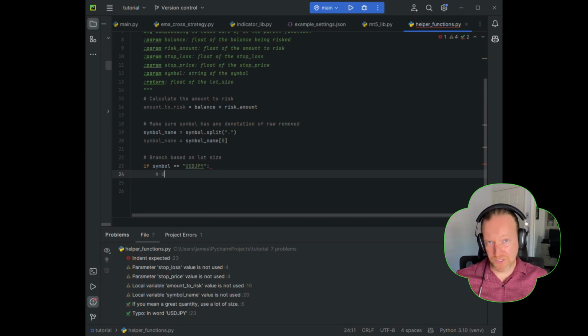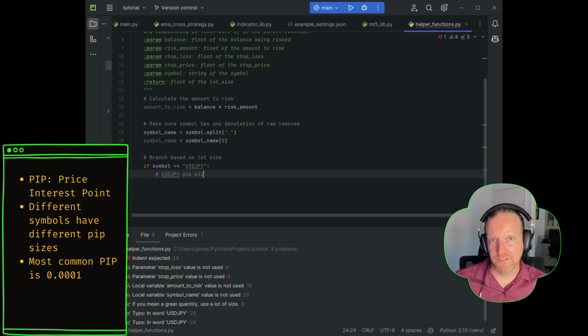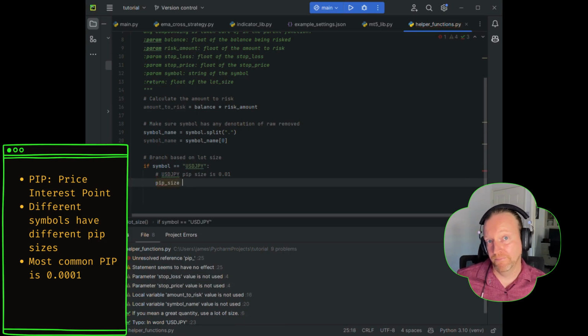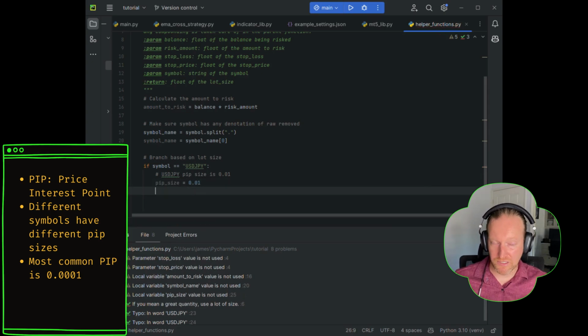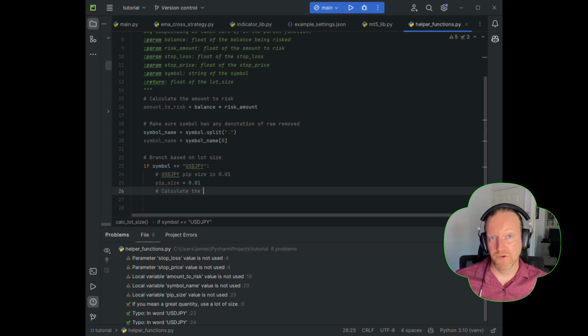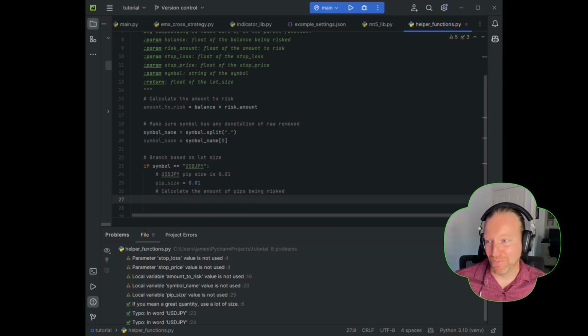Now, because of the way that Forex works, we have this concept of a pip size, and it's kind of different for a few different symbols. So USD JPY has a pip size of 0.01. In contrast to something like USD CAD, US dollar to the Canadian dollar, which has a pip size of 0.0001. So we need to account for that in our lot size calculator. USD JPY always catches people out.